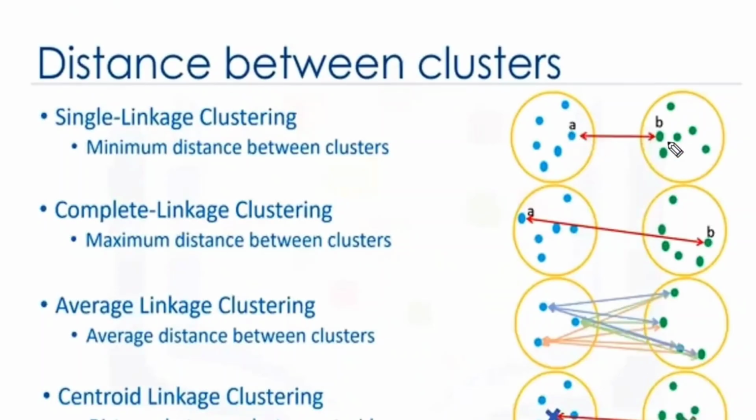If you particularly want the shortest distance and make the clustering based on that only, you can select the shortest one also. That is called single linkage. This is called complete linkage. This is called average linkage. And this is called centroid linkage. Centroid linkage means distance between the centroids. Average linkage means average distances between the clusters. These are the multiple options which we are having.